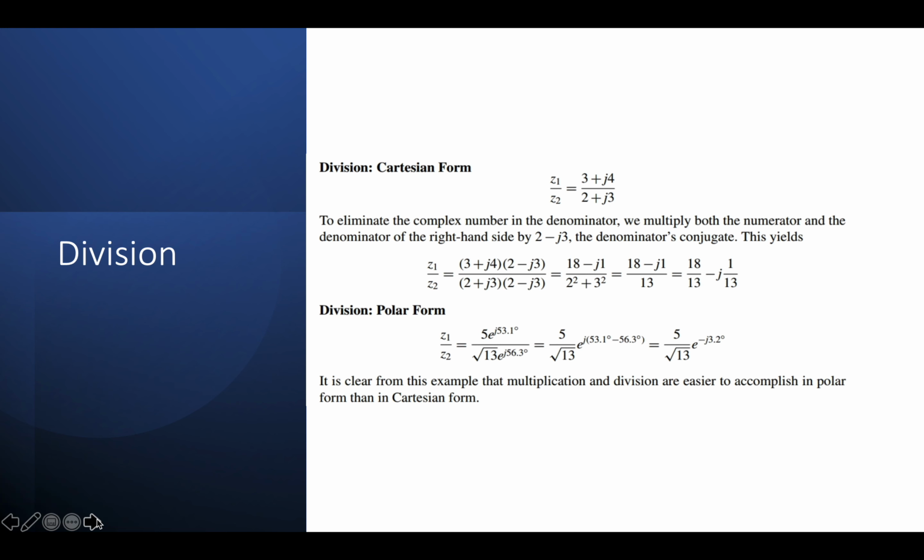And likewise, division. So if we have division in rectangular form, notice we have rectangular form numerator and denominator. The way to do this is to multiply the numerator and denominator by the complex conjugate of the denominator. And what that does is that gets the imaginary part out of the denominator, giving you a rational fraction. And so you can accomplish that in rectangular form, although usually it's easier to convert first to polar form and do your division in polar form as is illustrated here.